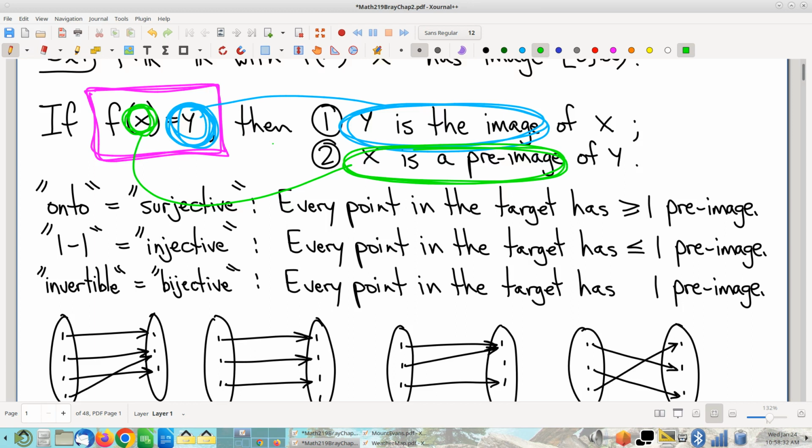Yeah. So would pre-image correspond to domain, and then image would correspond to the target? Yes, the pre-image is always in the domain, and an image is always in the target. That's right.